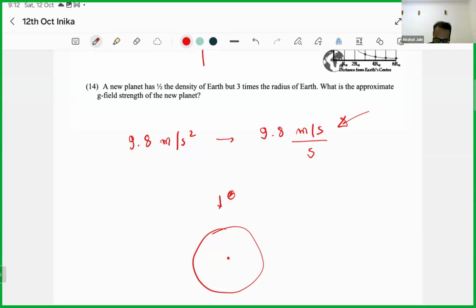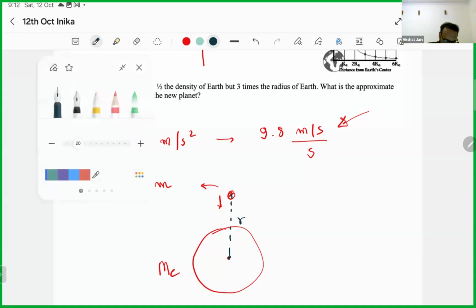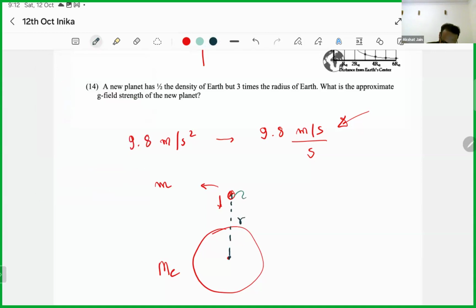Now, how do I define it? For example, this is Earth. Let's say the mass of Earth is M_e, and this is a body. The mass of this body is small m. And let's say the distance between the center of the earth and the body is small r. Now, what will you write the force of gravitation as? The force of gravitation will act downwards, and that will be G M_e m by r square. That is the force of gravitation acting on the ball.